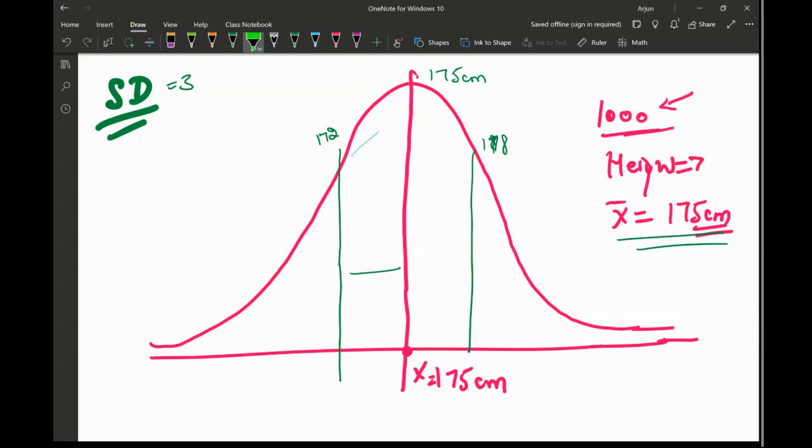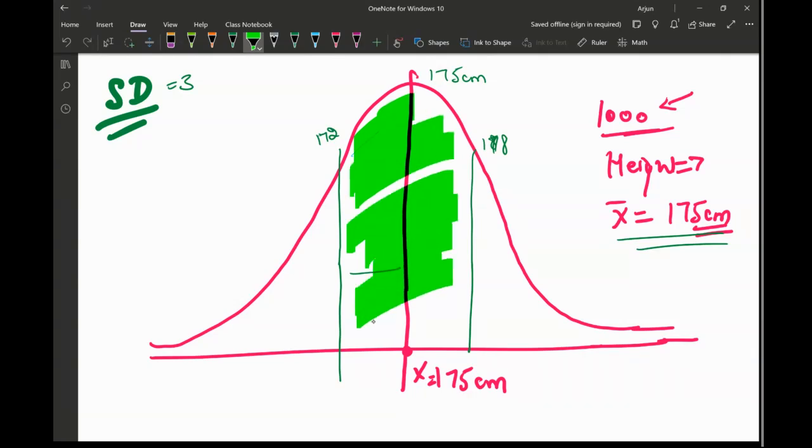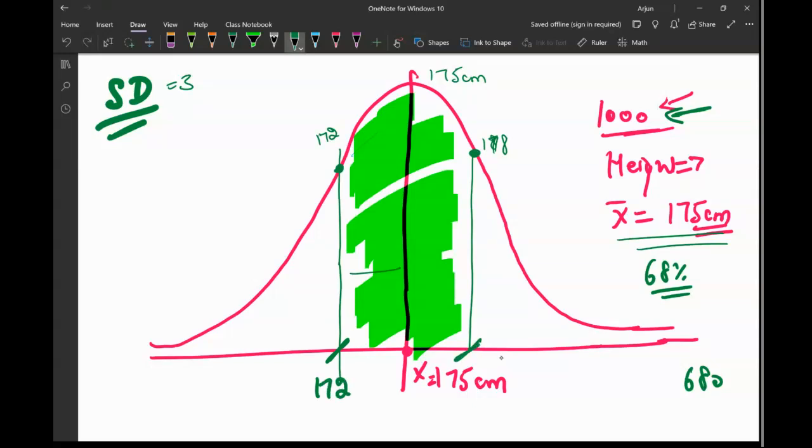Now, according to the normal distribution graph, anything which follows a normal distribution graph, 68% of the data will lie under one standard deviation. How many data points did I have? I had 1,000 data points, so 68% approximately. So what does that mean? Approximately 680 people, their height will lie between 172 to 178 centimeters. This is 172, this is 178 centimeters.